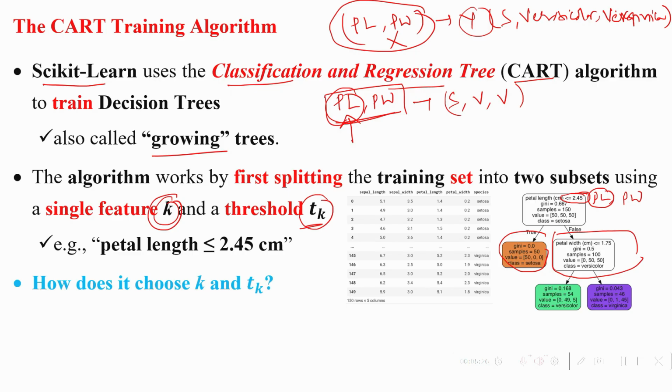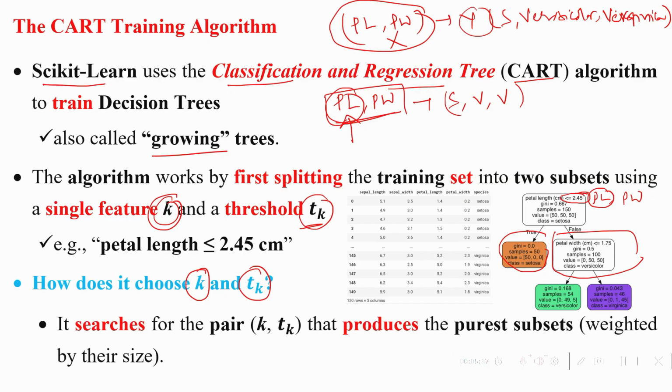Then, how does it choose the feature k and the threshold value tk? This is a very important question. Here it searches for the pair of feature k and corresponding threshold value that produces the purest subsets weighted by their size. Purest means all the elements belong to the same class, so all the elements satisfying the condition belong to the same class.